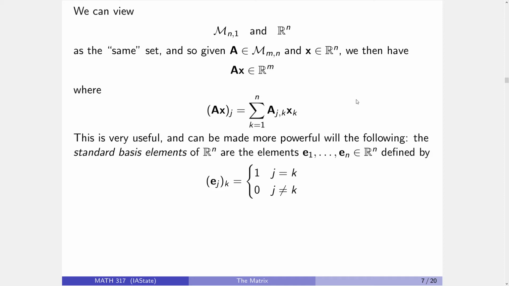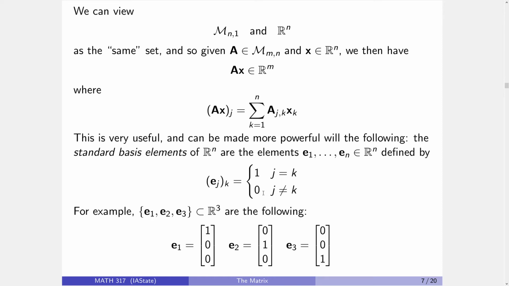Alright, now this will become very useful and very powerful, but to really ensure that happens, we have to introduce another set of very powerful and important things, the standard basis elements of R^n. Now these are the elements of R^n defined as follows. The jth element's kth entry is 1 if j and k are equal, and 0 if they're not. And if you're going, hey, wait a minute, isn't that the identity matrix? Oh, yay! These are the columns of the identity matrix. Beautiful. So, for example, the standard basis elements of R^3 are as follows. Note the index is telling you where the 1 is in the vector.